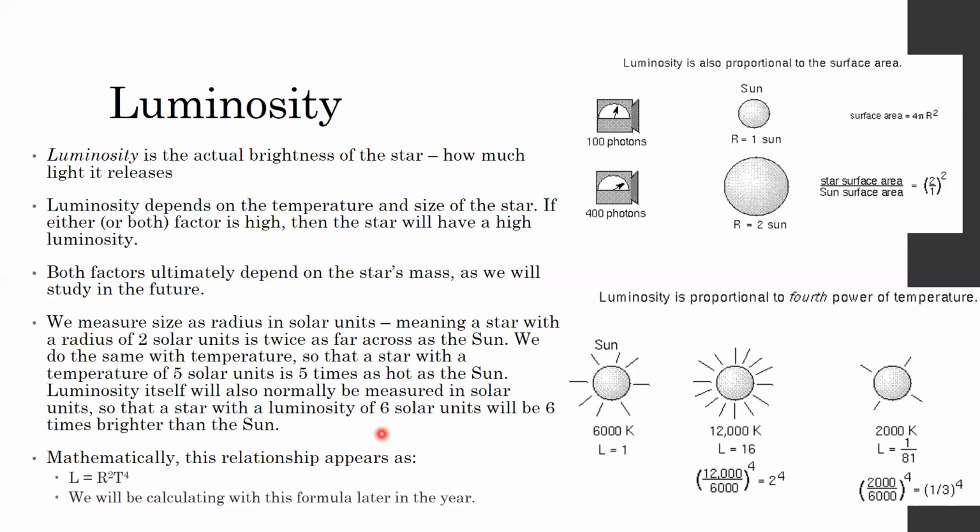But again, when you're using this formula, you would need to make sure that all three measurements are being measured in solar units. If, for example, you start using radii measured in kilometers and temperature in solar units, that would not give you the correct value for luminosity. We will be calculating with this later in the year, and we'll only ever use solar units, so there won't be any confusion between different kinds of units and so on.